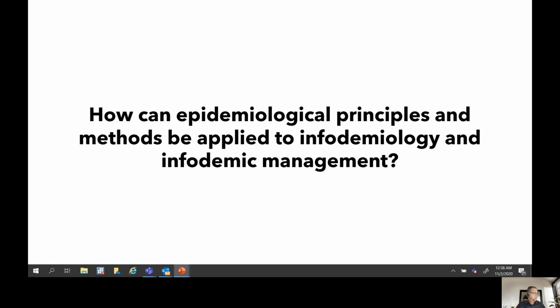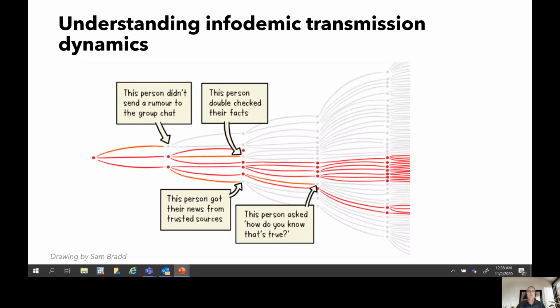Now we're on to the final stage, which is how can epidemiological principles and methods be applied to infodemiology and infodemic management? So I'm just going to go through some brief high-level examples. One is understanding infodemic transmission and dynamics. Often when we do contact tracing or case cluster analyses, we are looking at how who's been infected with a virus, for example, is infecting other people. And you can potentially do something using a similar paradigm for tracking infodemic transmission.